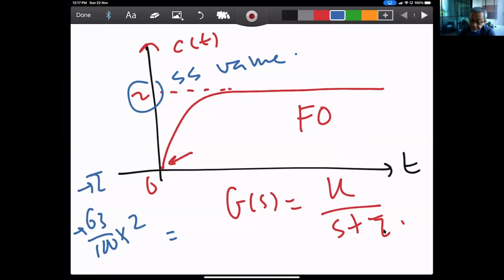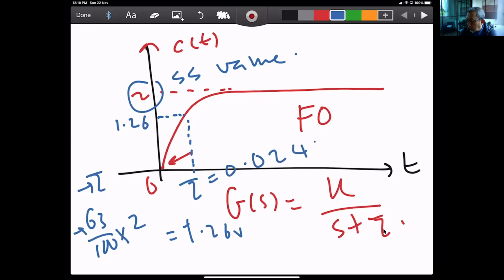63 divided by 100 multiplied by 2 volt. So it is 1.26 volt. So 1.26 volt is somewhere here, and it goes to here, which is the time constant. The time constant from the graph is 0.0244, if I'm not mistaken. Okay.